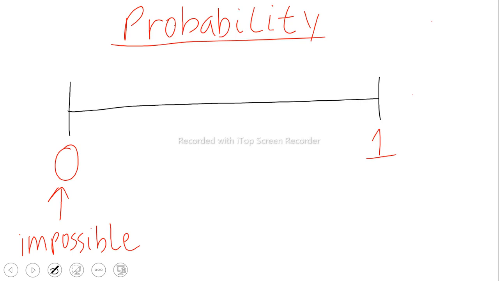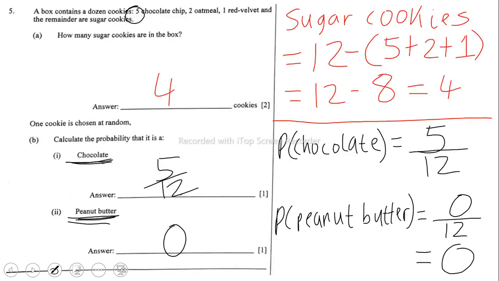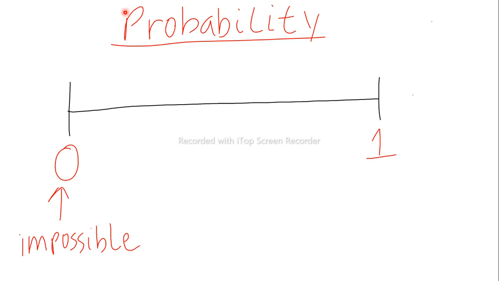Getting an Oreo cookie. You can't get an Oreo cookie because there are no Oreo cookies in there. The probability of getting a peanut butter cookie in a batch that doesn't have a peanut butter cookie is 0. The probability of a cow jumping over the moon, how likely is that? 0. That's impossible.